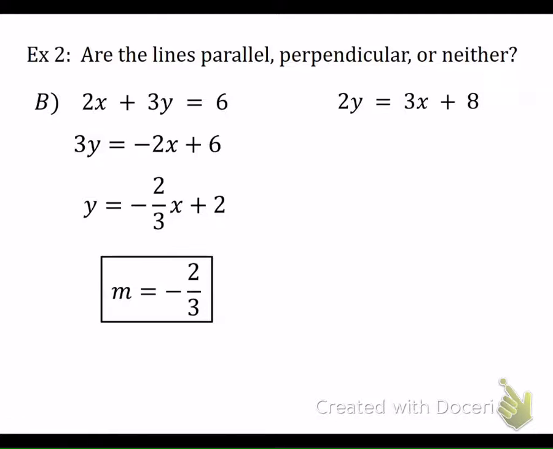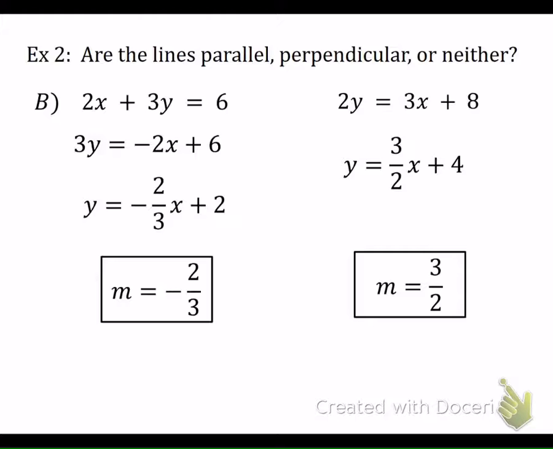On the other one, we're going to divide everything by 2. What's the slope of that second line? 3/2. All right, so how are these related? Perpendicular. Yeah, they're opposite reciprocals. If you take one, flip it, change the sign, you end up with the other one. So these lines are perpendicular.